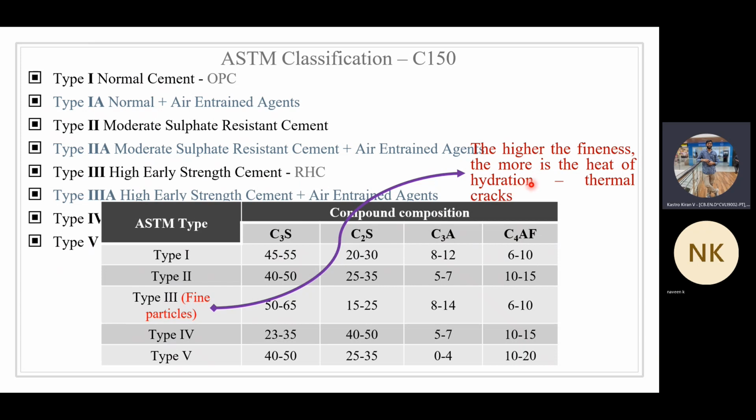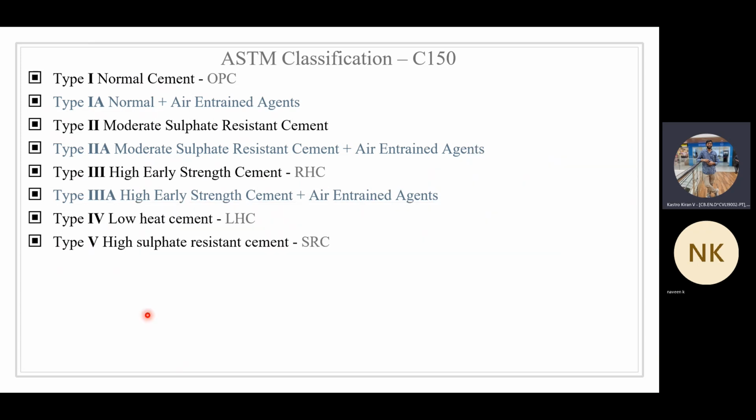But there is one problem with such things. The problem is that thermal cracks will happen. Cracks will happen on the surface of the material or the surface of the concrete. Anyway, we'll talk about these things once we discuss the hydration process more clearly. But this is how the classification of cement goes based on the ASTM standards.